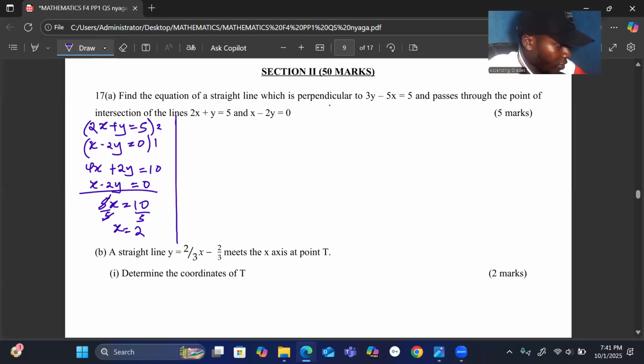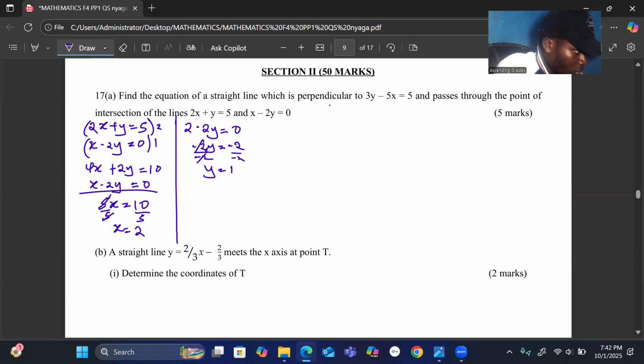Then we look for the value of y. So using the second equation, x is 2, so 2 minus 2y will be equal to 0. So we shall have negative 2y is equal to negative 2. Divided by negative 2, y is equal to 1. So x is 2, y is 1. So you have the point 2, 1.